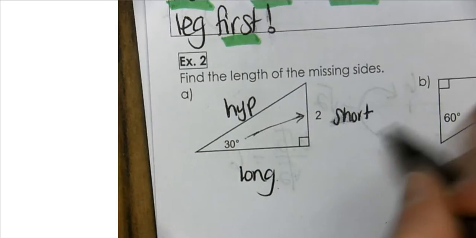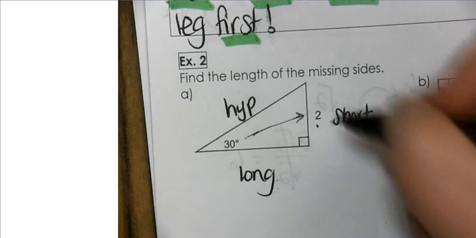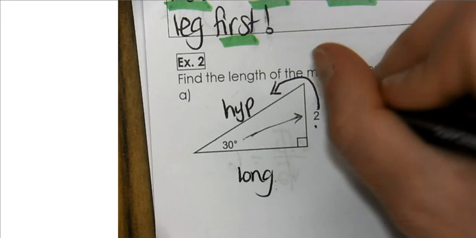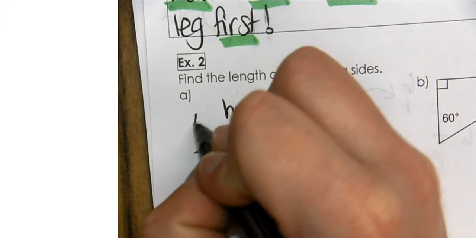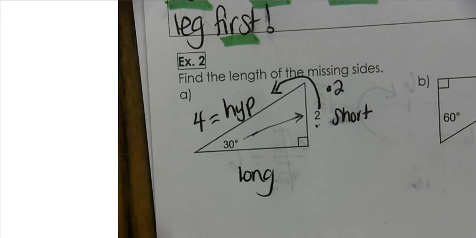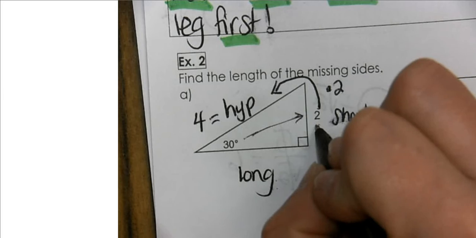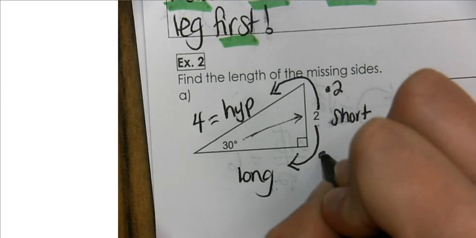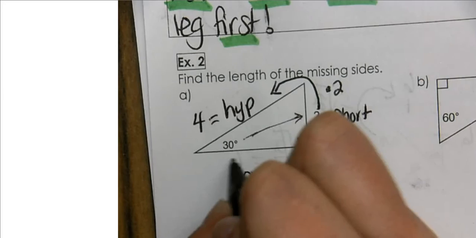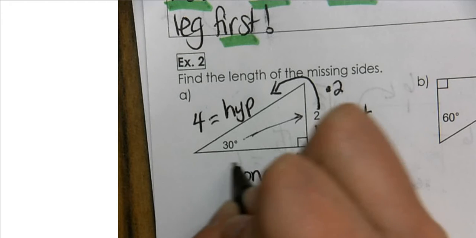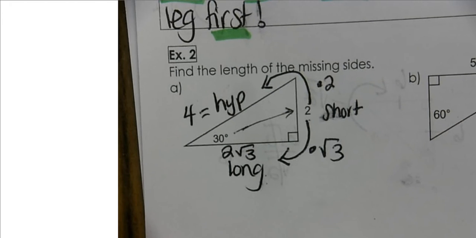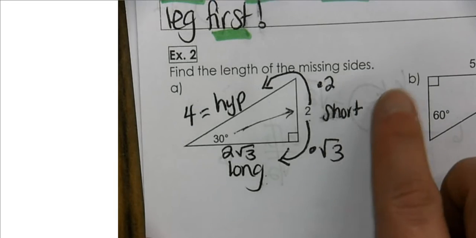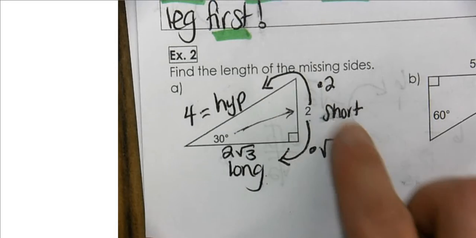So to go from the easy one, in my opinion, is to go from the short to the hypotenuse. All you're doing is multiplying by 2. 2 times 2 is 4. So the hypotenuse is equal to 4. And to go from the short to the long leg, we multiply by the square root of 3. So our long leg is simply going to be 2 square roots of 3. And that's all the work that you need to show. Show me what you're doing to the short to get to the hypotenuse and the short to get to the long.